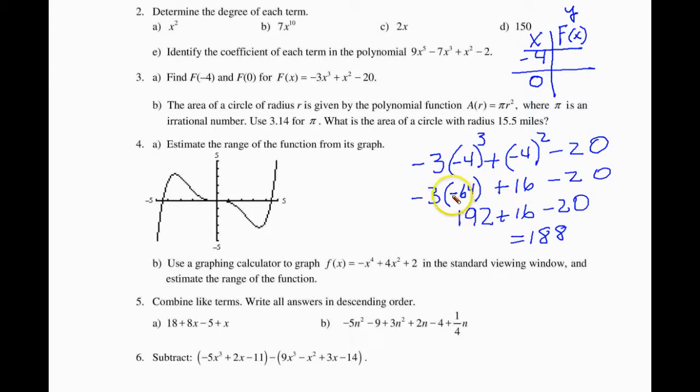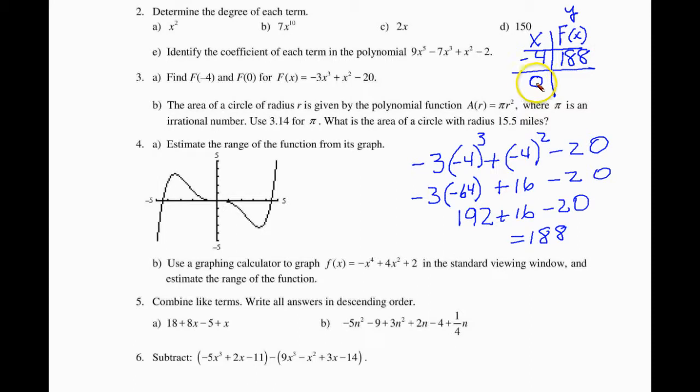So -3 times -64, put that in my calculator. I got a positive for the sign, 192. A -4 times a -4 is a positive 16, and this is just a -20. So I added these two together, and I believe I got 208. Then I subtracted 20, I got a 188. And I put this in my calculator. So up here, when x is -4, this comes out as 188.